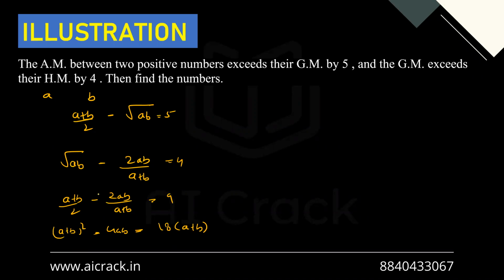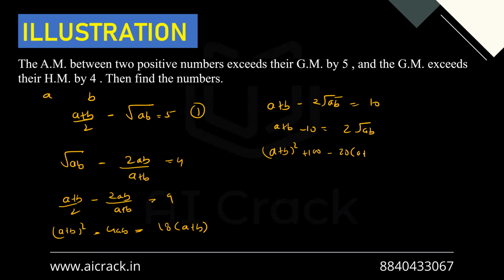Now one thing I can clearly see is that I'm getting (A plus B) whole square and 4AB over here. I'm getting A plus B, so I have to square any one of them. But I'll prefer doing the first equation because it looks a little less messy. So that is why A plus B minus 2 times root AB equals 10. So A plus B minus 10 equals 2 root AB. If I square both sides, I'll get (A plus B) whole square plus 100 minus 20 times (A plus B) equals 4 times AB.